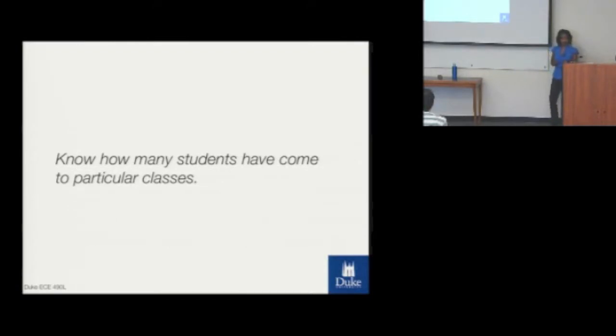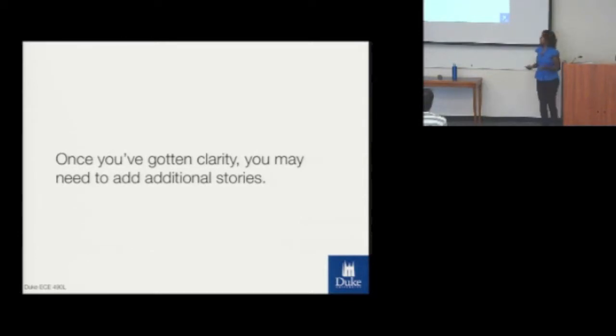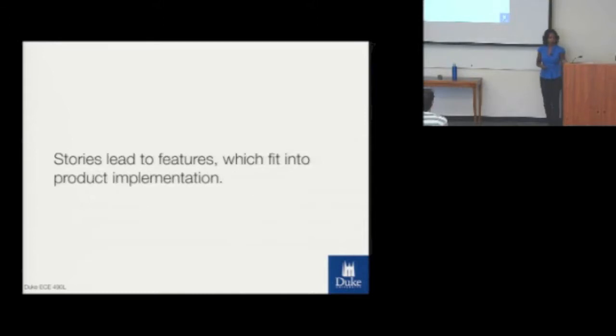Okay? So once you've gotten some clarity on all of the tasks, right, that's when you can think about whether or not you need to add additional stories. Because a lot of times if you've got compound tasks or these vague verbs, you're going to have to figure out how that affects the design as well. Okay? And like we've talked about before, stories are what are going to help lead to the features, right? And then, of course, that's all going to fit into the actual product implementation that we're building here.